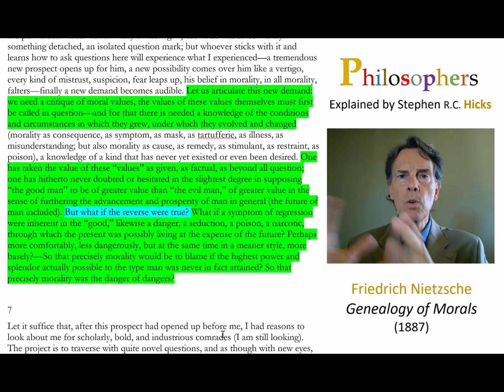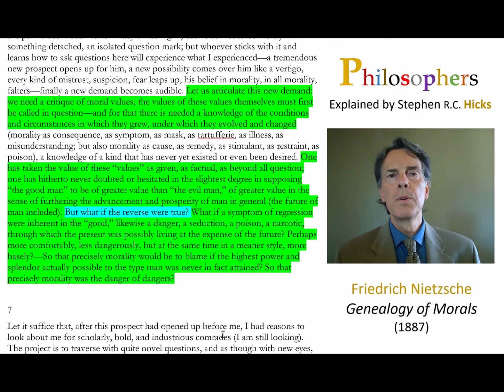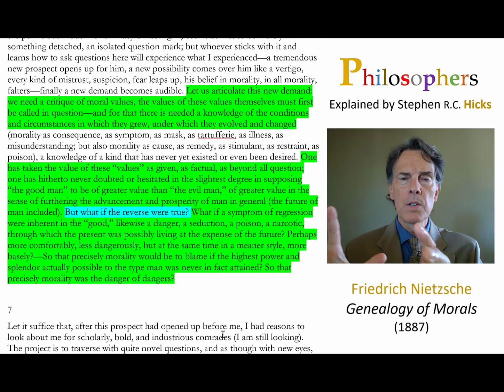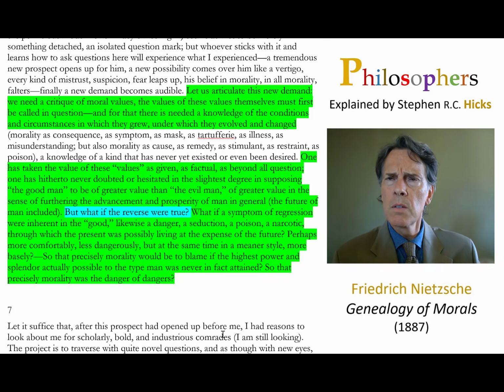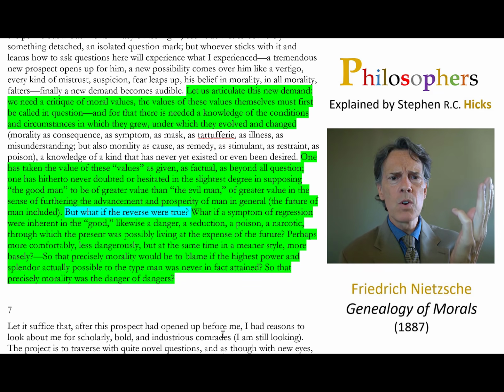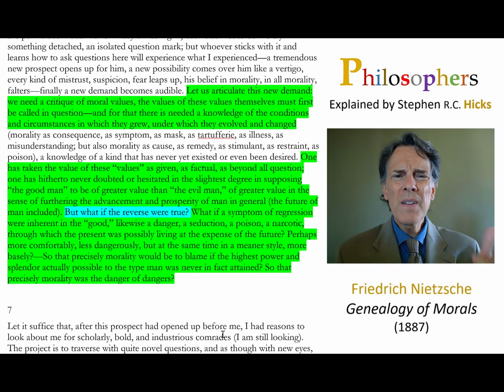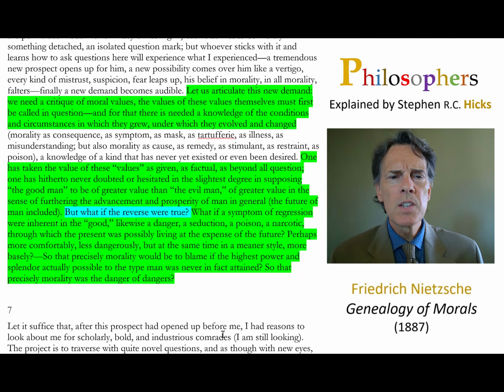So yeah, evil people do certain things, good people do certain things, and we're supposed to just automatically say whatever is involved in being an evil man, well, that's just of lesser value. But why? We need to think about this, the question then is going to be, and this is very provocative, what if the reverse were true? What if a symptom of regression were inherent in the good? It's likewise a danger, a seduction, a poison, a narcotic, etc., etc.